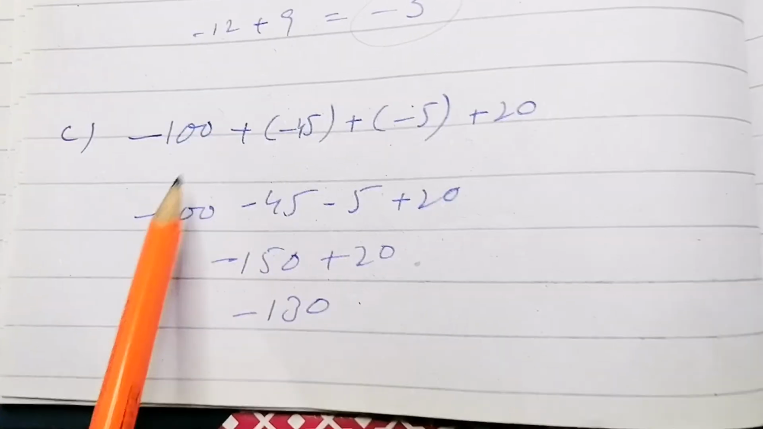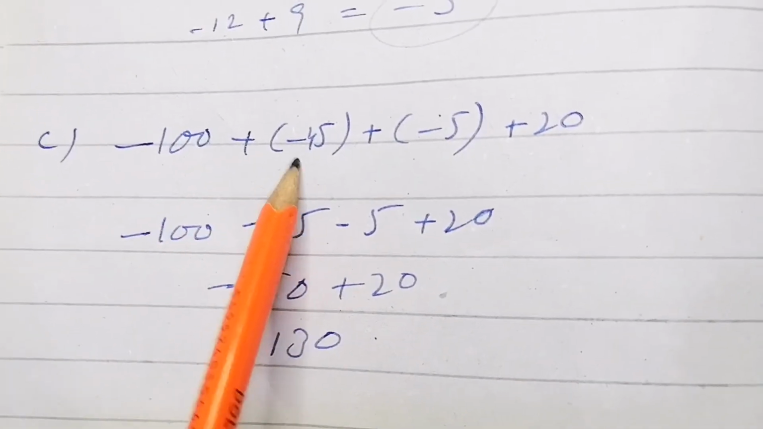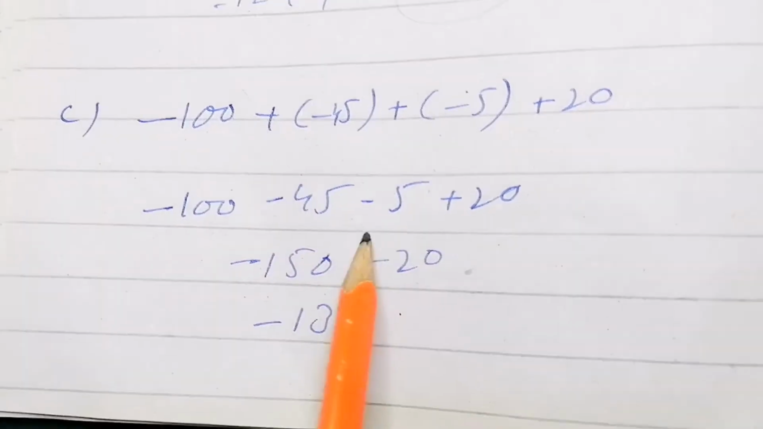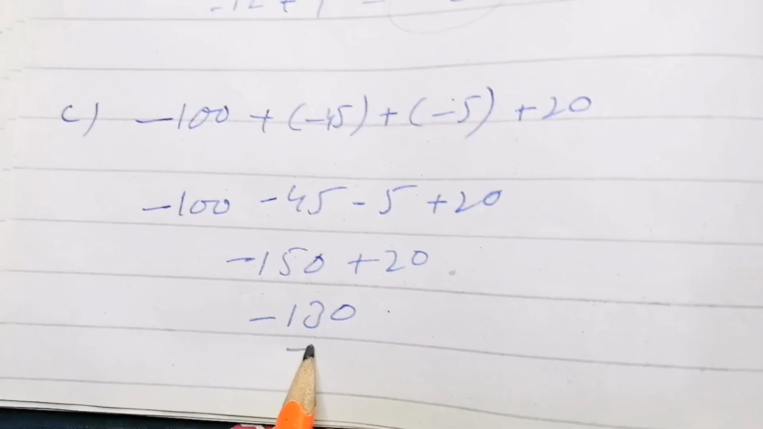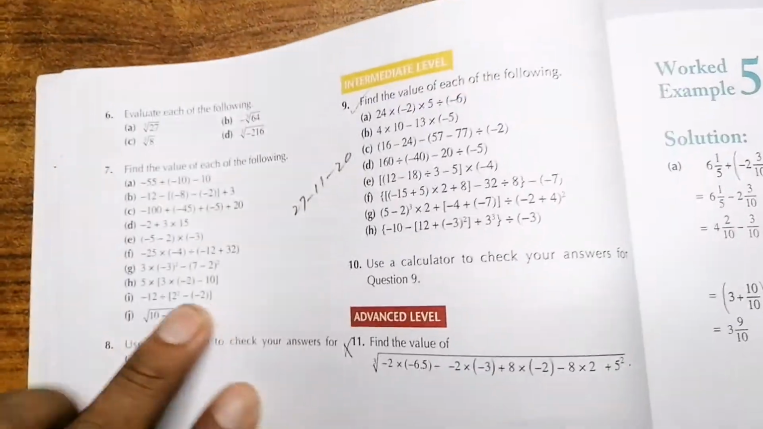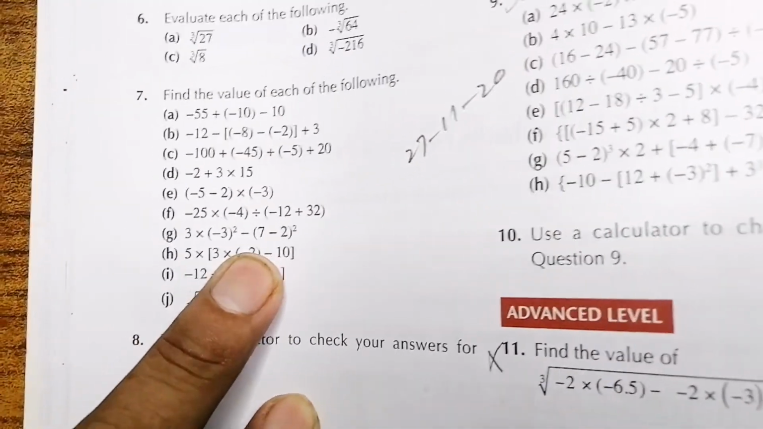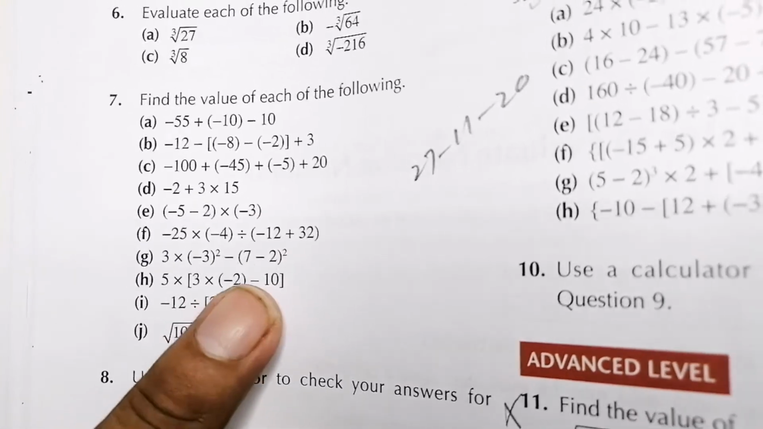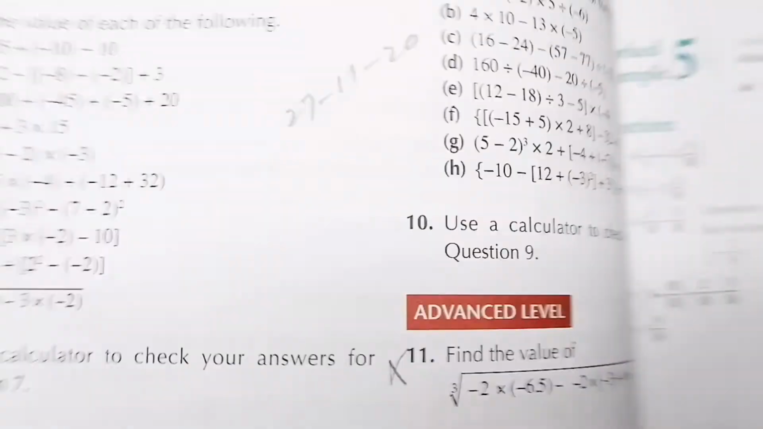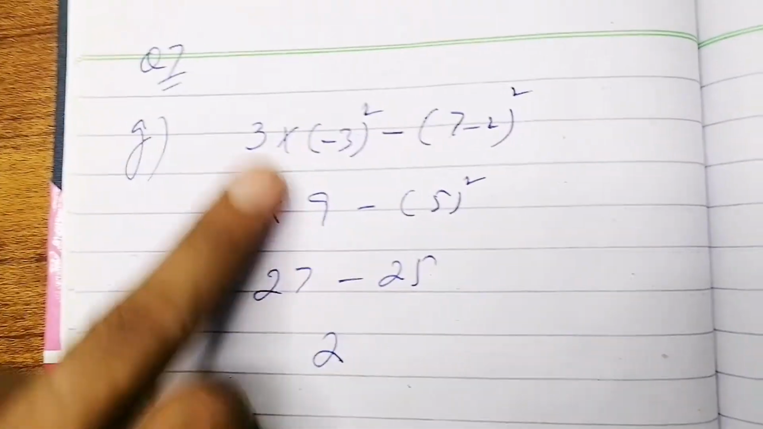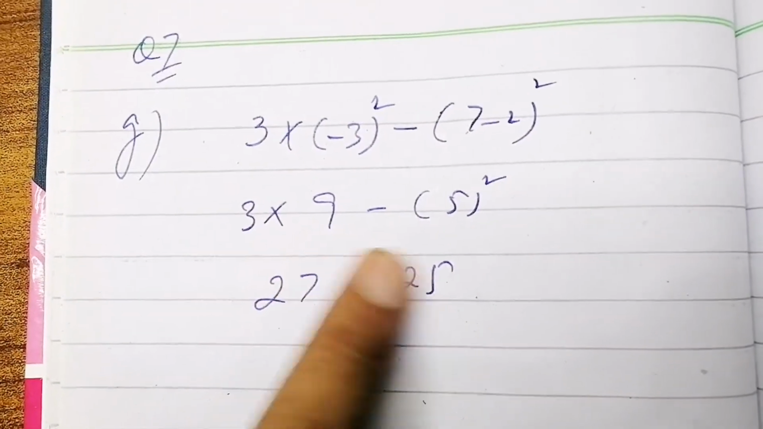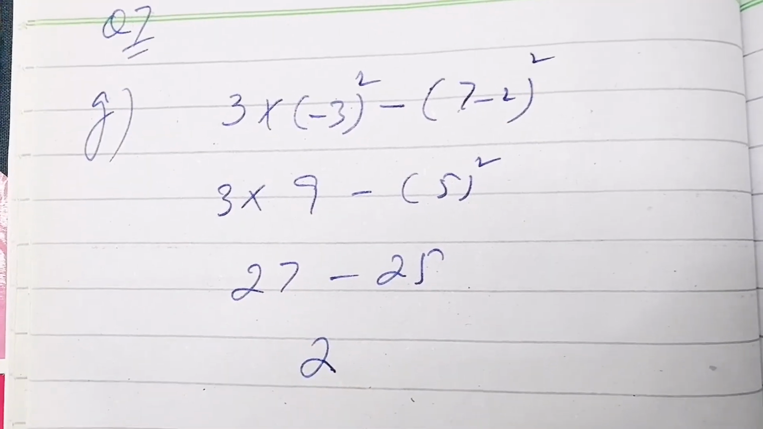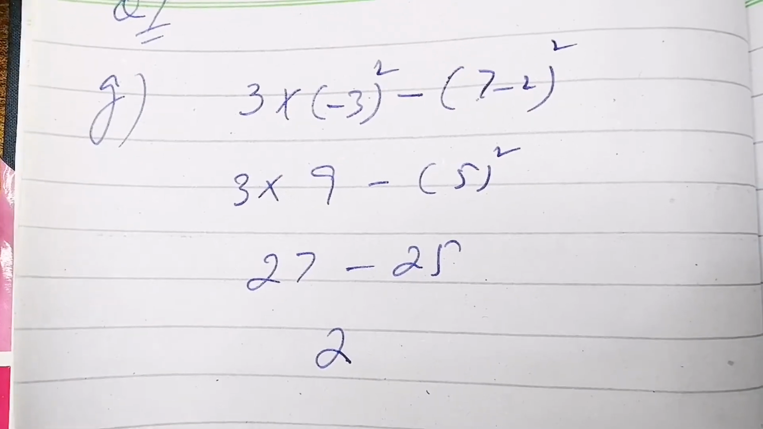Then C part, I have done this: minus 100 plus a parenthesis, bracket is given, and then you simply solve the bracket first and then you add or subtract them, and the answer will be minus 130. G part, I have done this for you. 3 multiplied by minus 3 raised to the power 2 minus 7, a parenthesis bracket is there, 7 minus 2 whole square, right? So here 3 squared is 9, minus 7 minus 2, 5 squared is 25. 27 minus 25 is equal to 2, that is the answer, right?